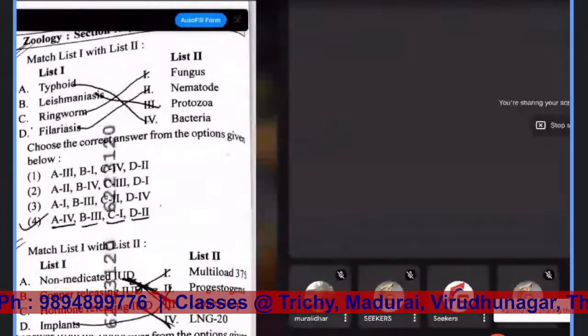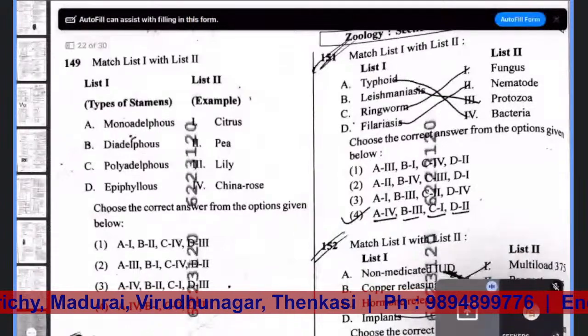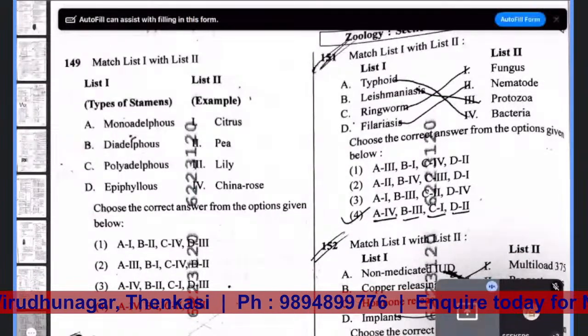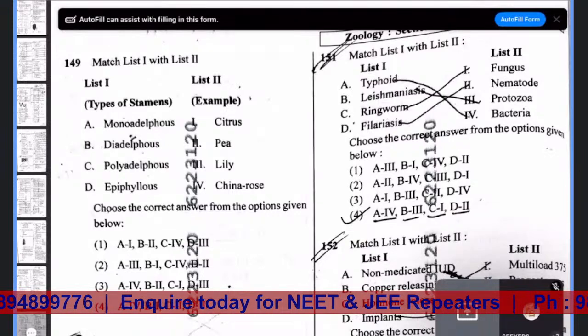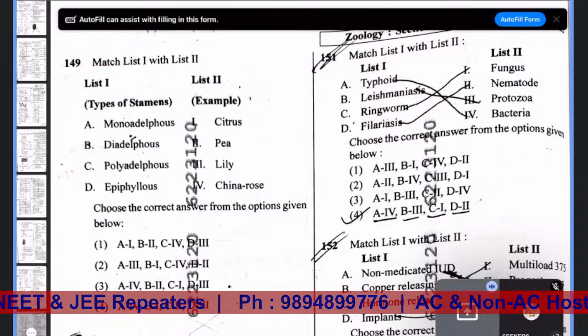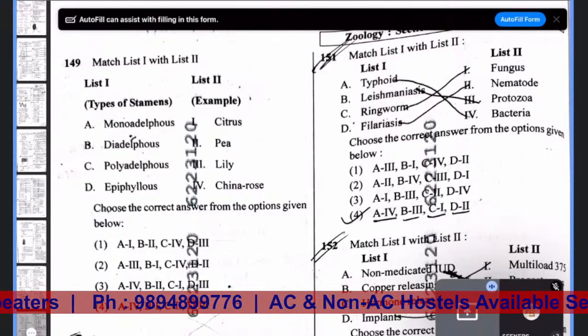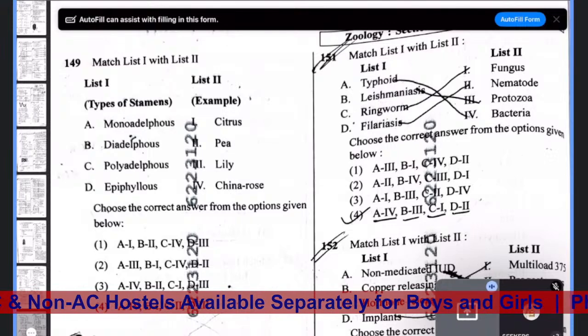Okay. So we have to continue with question number 149, students. Question number 149. Again, it is match the following. For Monoadelphous, it is China rose. Diadelphous, it is pea. Polyadelphous, citrus. Epiphyllous, you have to go lily. Okay. So the right answer for question number 149 is option 3.